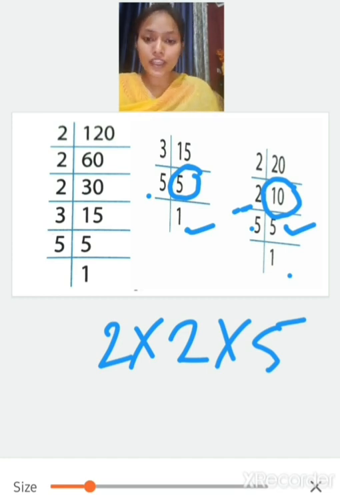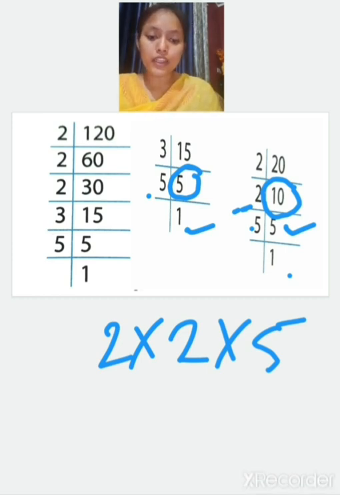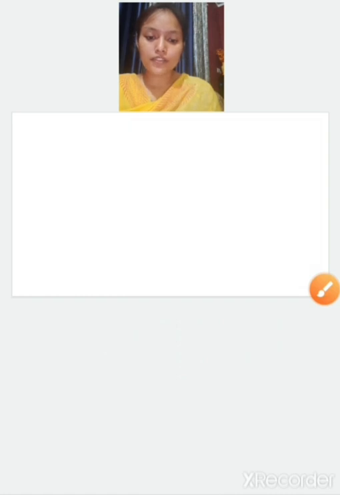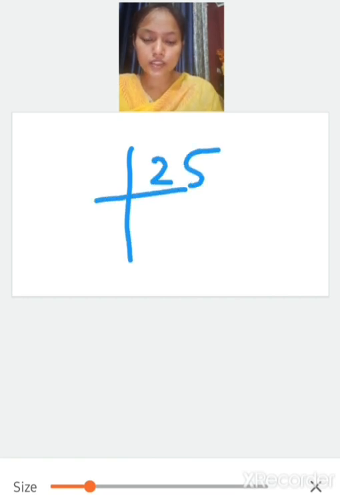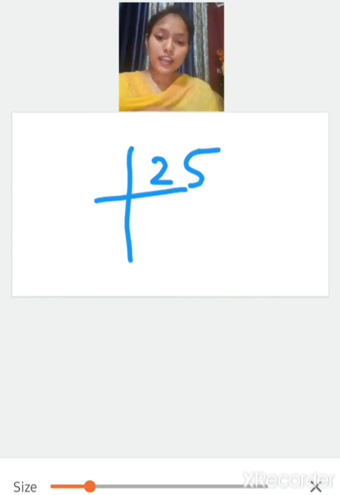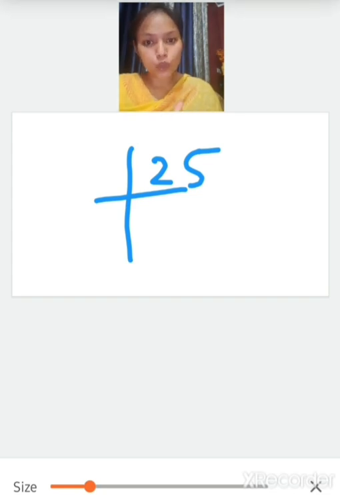Similarly we can solve for many questions, many numbers. If I take the number 25, let's try to do this. All of you do this in your notebook. If I divide this by 2, will it be divisible? No, it will not be divisible. Then by 3? No, it does not come in the table of 3. 4? No. What about 5?